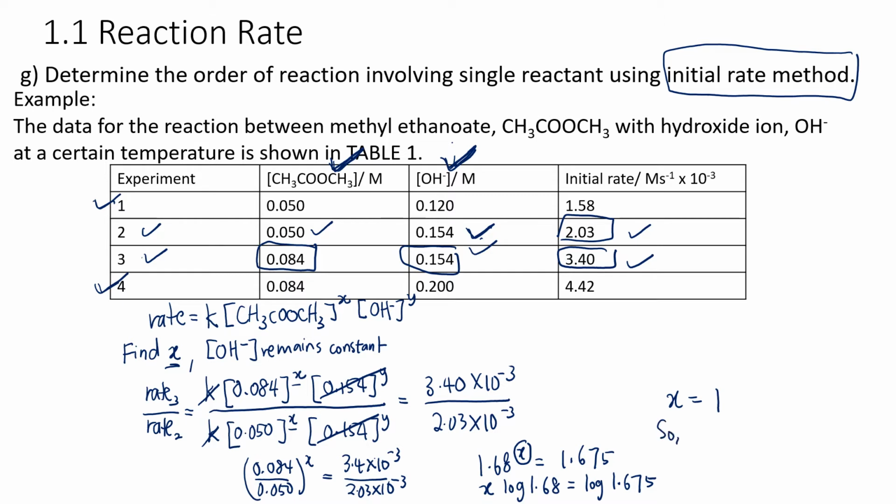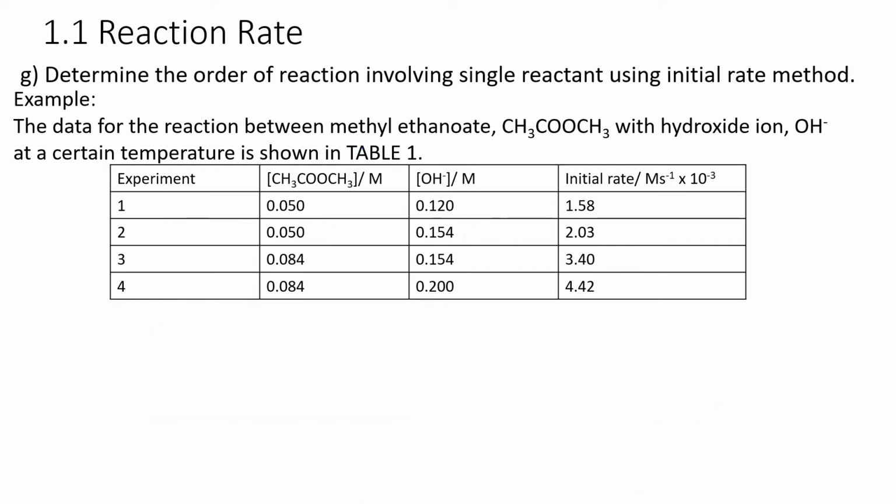So the reaction is first order in CH3COOCH3. Then we can move on to find y. To find y, we need to make sure that the concentration of the other species, which is CH3COOCH3, remains constant.